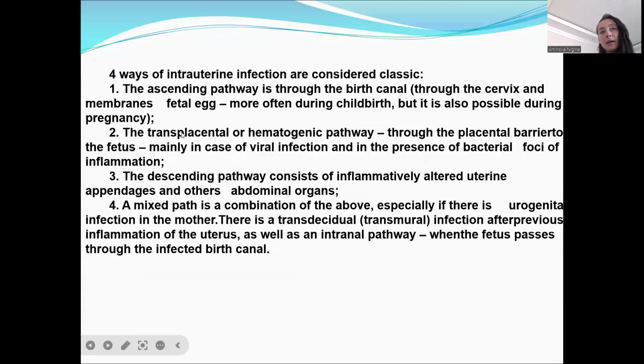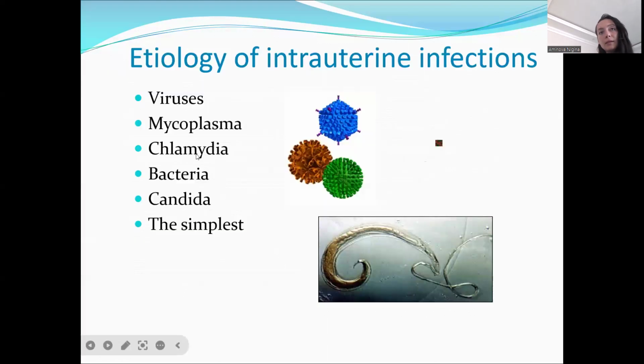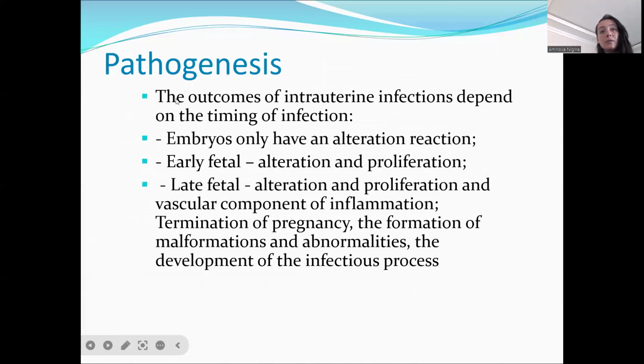cytomegalovirus, herpes virus. There are 4 ways of transmitting this infection from the mother to baby: the ascending pathway, the transplacental, the descending pathway, and a mixed path. What about etiology? Viruses, mycoplasma, chlamydia, bacteria, and the simplest, protozoa. Pathogenesis depends on the timing of infection. In embryos there is only an alteration reaction, so early fetal alteration and proliferation. In late fetal period, alteration, proliferation, and the post-vascular component of inflammation will be seen.